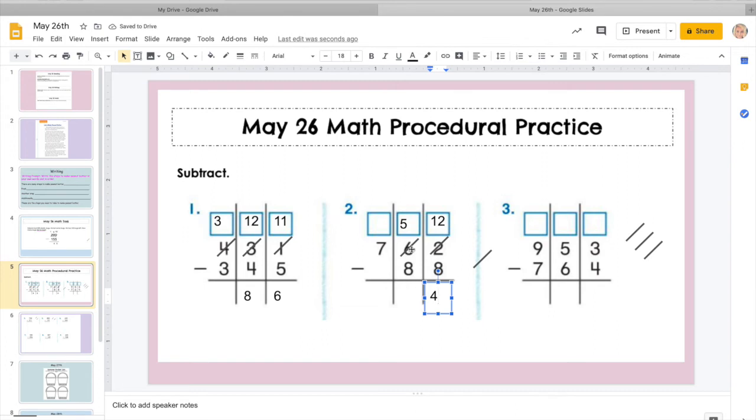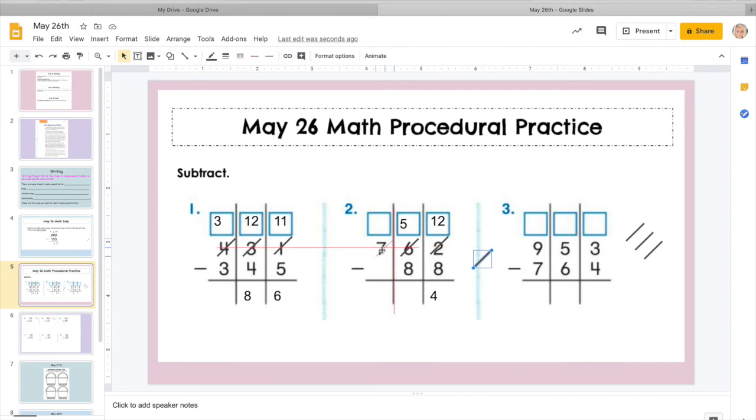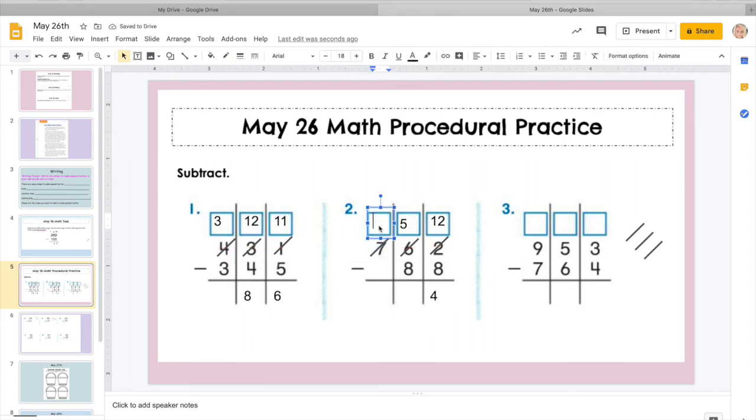Let's go ahead and move next door to the tens column and complete step 2. Here we have 5 minus 8. 5 is less than 8, so we know we are going to have to borrow from that 7. That 7 in the hundreds column is going to become a 6. And now our 5 here is going to become a 15. 15 is greater than 8, so we know we can continue with subtracting.